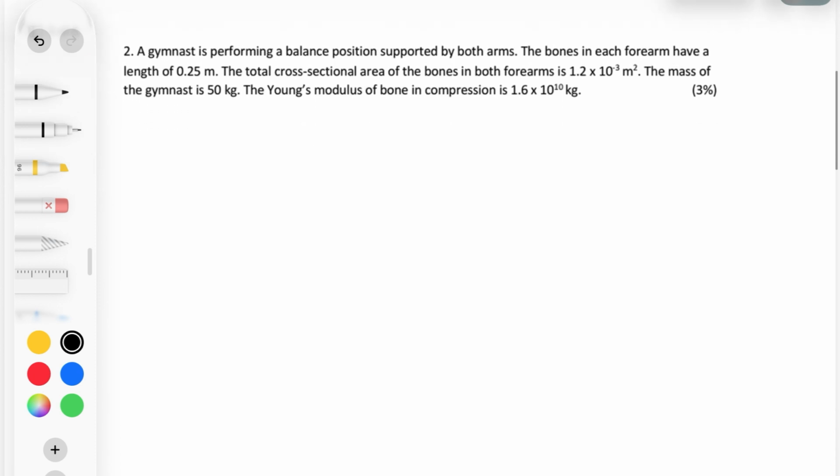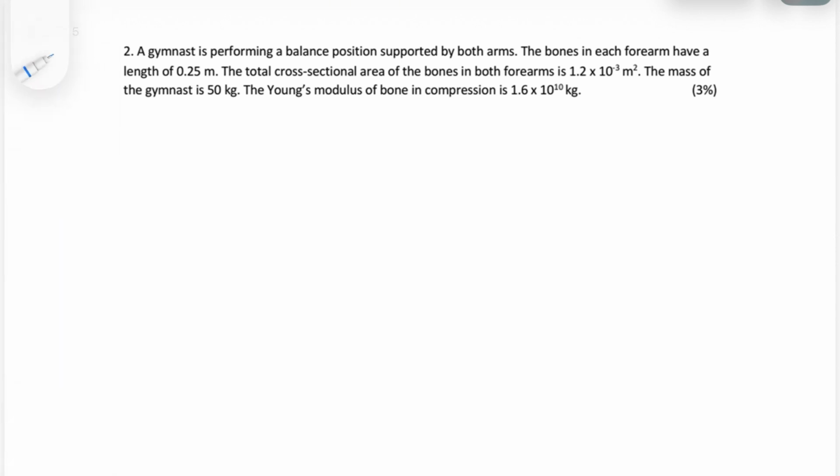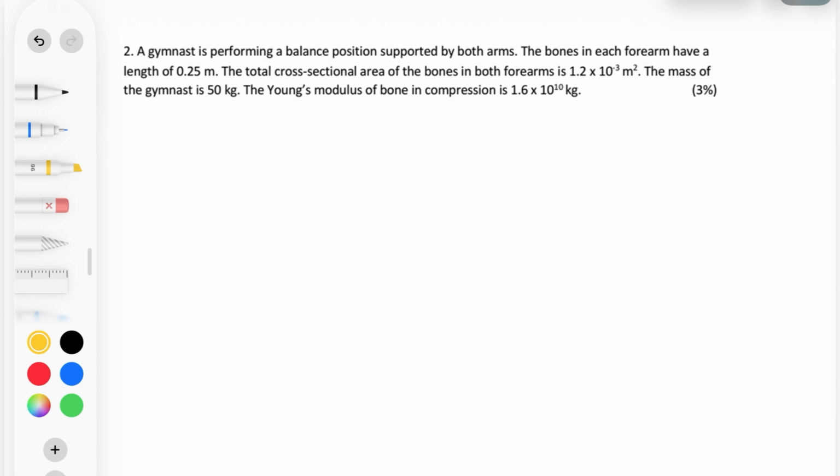It says that a gymnast is performing a balanced position supported by both arms. The bone of each forearm has this length. The total cross section of the bone at both forearms means each bone added together is this one, so we don't need to divide by 2 because this is the total area already. The mass of the gymnast is this one. This one doesn't ask what the question is, but assume I am asking about strain.